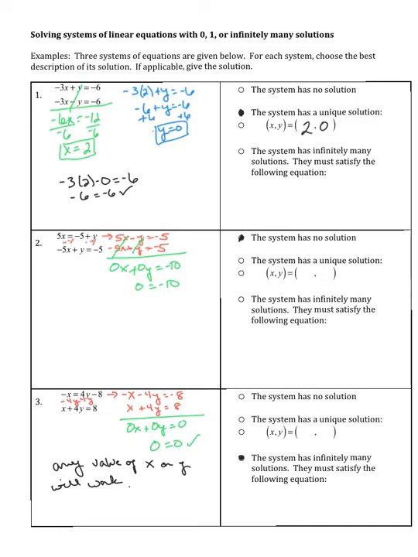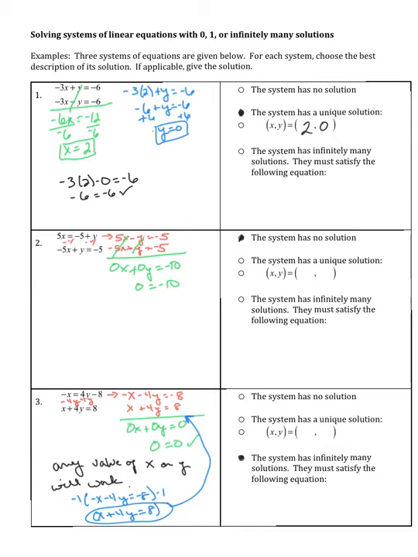Let me show you something. Let's do it in this color. Let's take negative x minus 4y equals negative 8 and multiply it by negative 1. Now, I'm just going to show you something. You get x plus 4y equals 8. This is the same equation as that. They are the same line. So the system has infinitely many solutions.